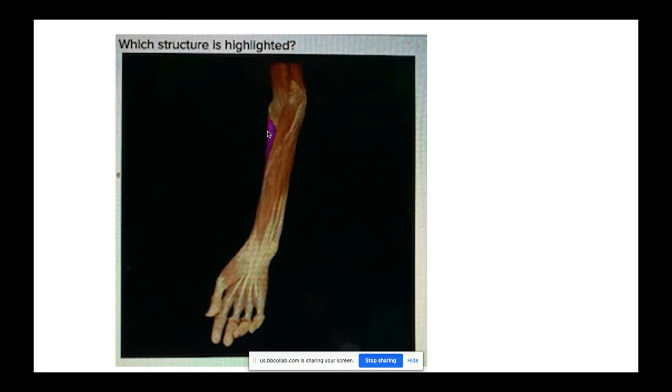So one is going to pronate. It's going to go from the medial epicondyle of the humerus, and it's going to go to the radius. And when you have origin and insertion, the radius rotates over. That's pronation.